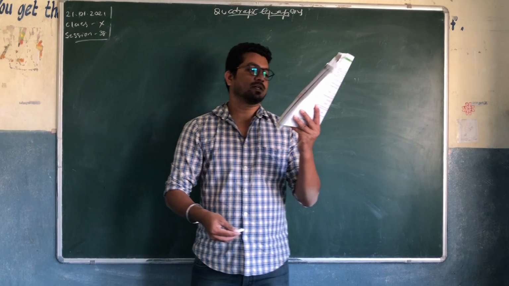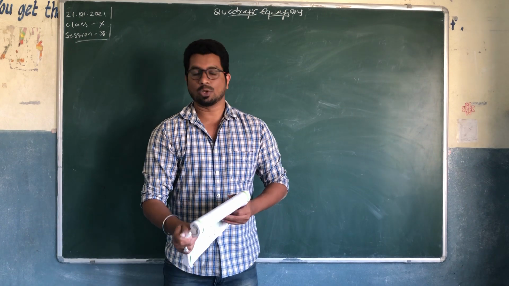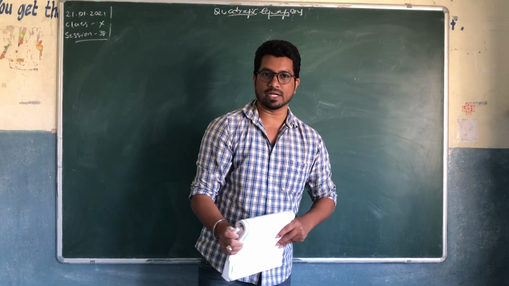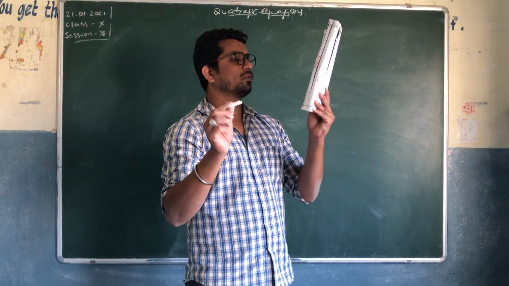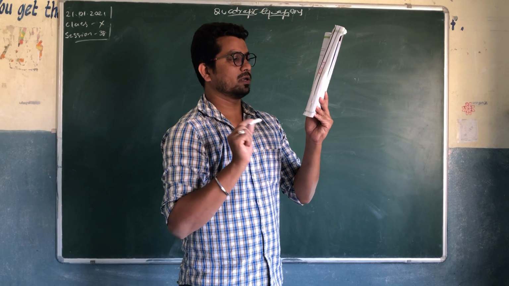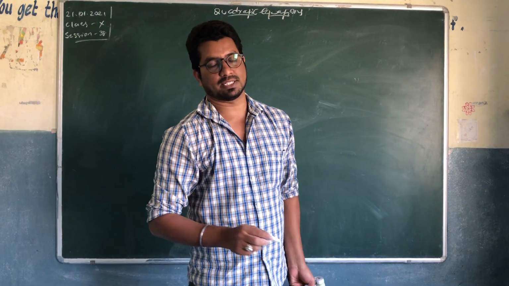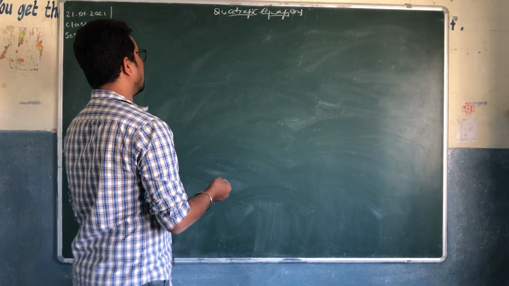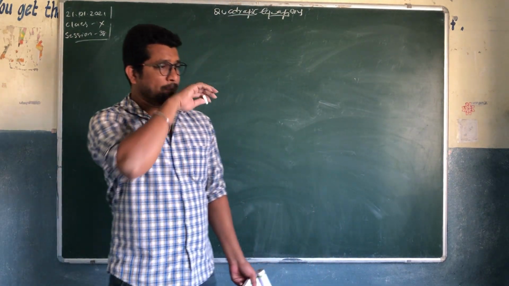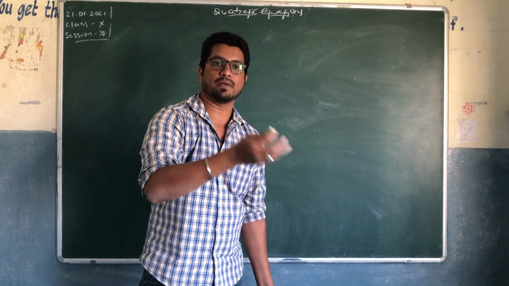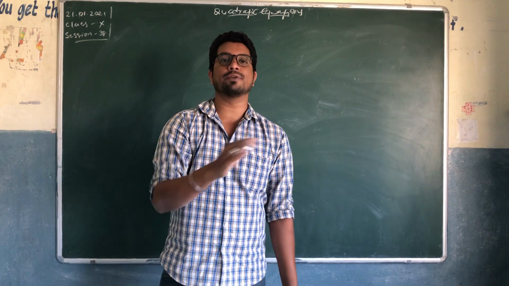An express train takes 1 hour less than a passenger train to cover a distance of 132 kilometers. If the average speed of the express train is 11 kilometers per hour more than that of the passenger train, find the average speed of the two trains. So let's start. Before we find the average speed of the two trains, let us find the average speed of both trains individually.